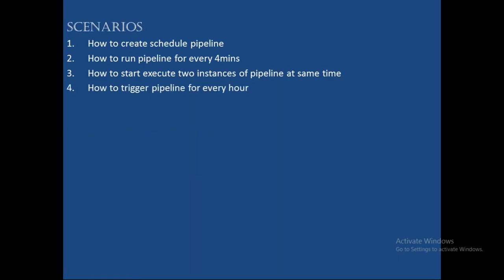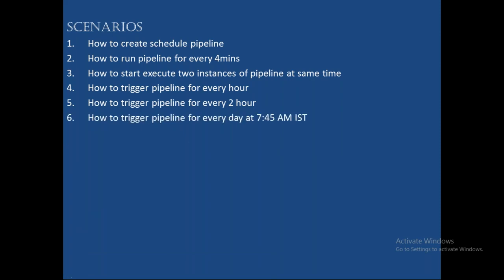Then we are going to see how to trigger a pipeline for every hour. Now I want to execute again at 8 o'clock, then 9 o'clock, 10 o'clock, every hour. How do you execute that? And if you want to trigger a pipeline for every 2 hours, how can you do it? Okay, we are going to see.